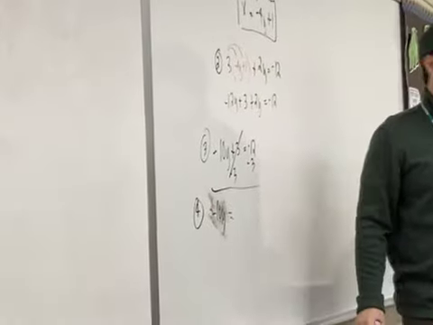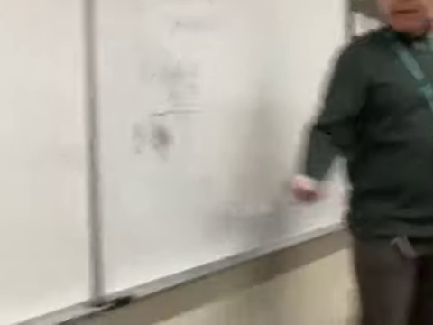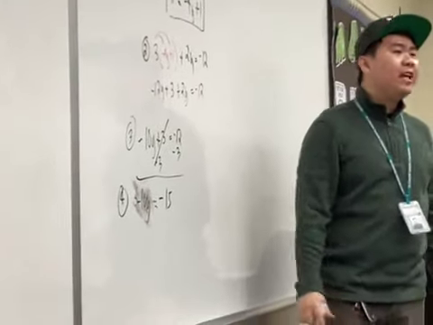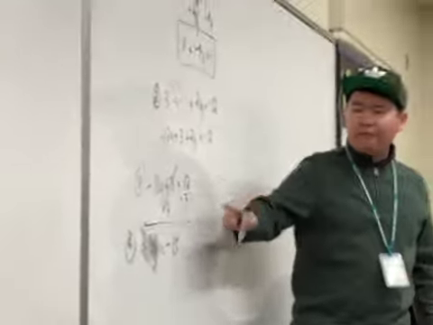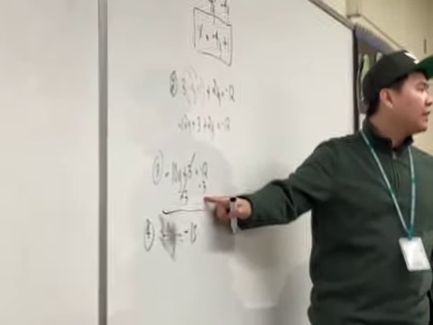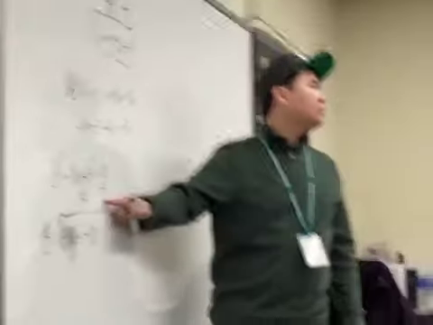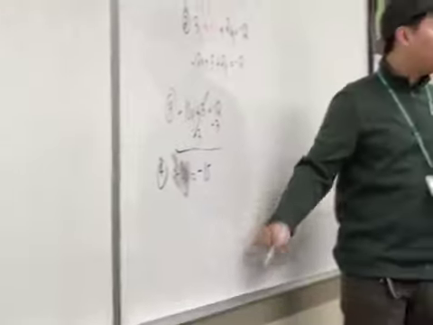And this becomes what? Negative 15. Why is it negative 15? Because negative 12 and a negative 3. Do you want to discuss it? Are you sure?